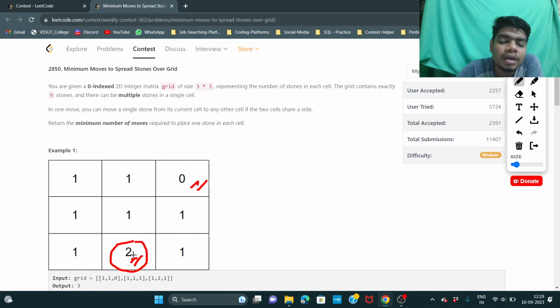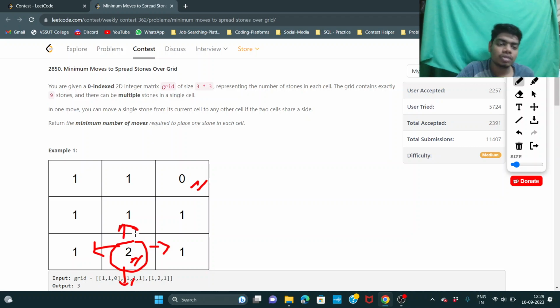So you can move a stone from one cell to another cell. In one move you can move one stone from its current cell to any one of the adjacent cells. Adjacent cells share a side, that means from this cell to this cell, or this cell, or this cell, or below, if any cell is present. Okay, so this was the problem. You can move a stone from this place to any one of the places in four directions, right?